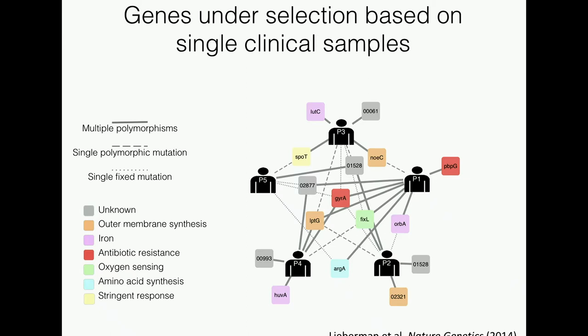not at the population level like before, but at the single patient level. And you can see some of these genes, like the gyrA that I've shown you earlier, are shared between many patients, but some are patient-specific and may represent stresses that are unique to that patient, maybe have to do with specific metabolic requirements, with specific treatment, with specific challenges of innate immunity.